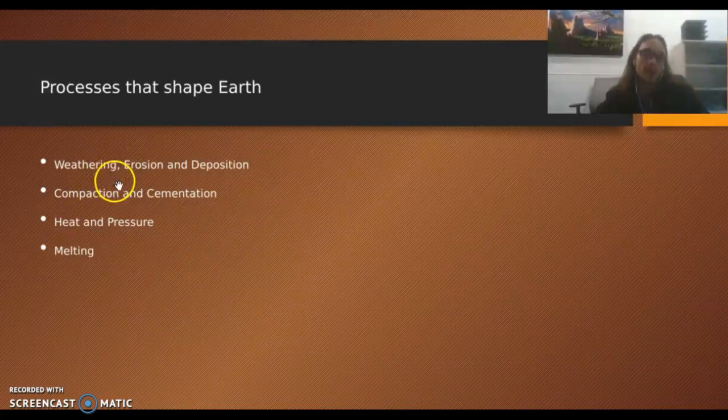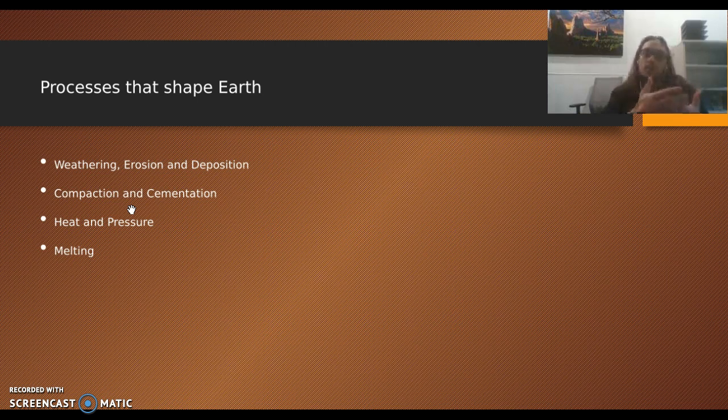So what happens after that is compaction and cementation. Compaction is just with that pressure. There's going to be a lot of pressure underneath the surface. As you go from the crust down to the core, the pressure increases. So you're going to get some weathering, erosion, and then those weathered, eroded pieces are going to be deposited. If they're deposited under heavy pressure, then they're going to compact. They're going to get closer and have more pressure.